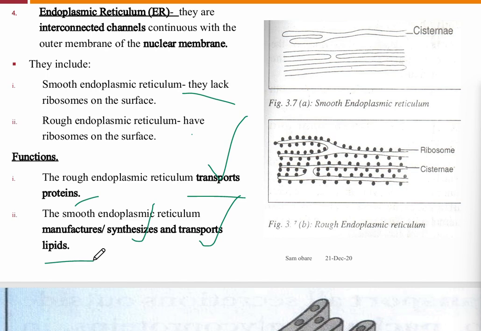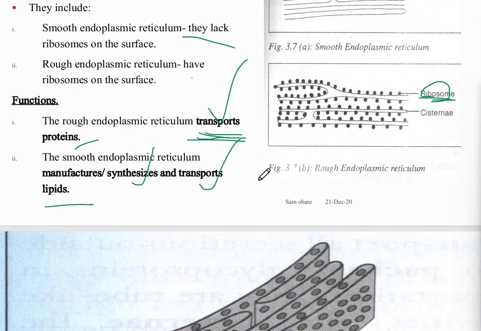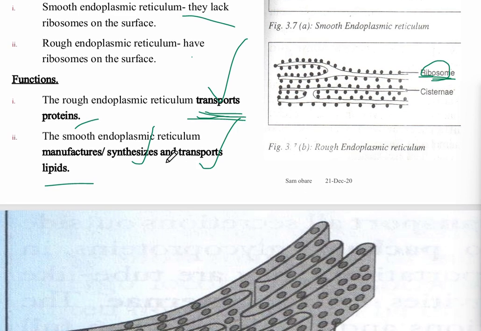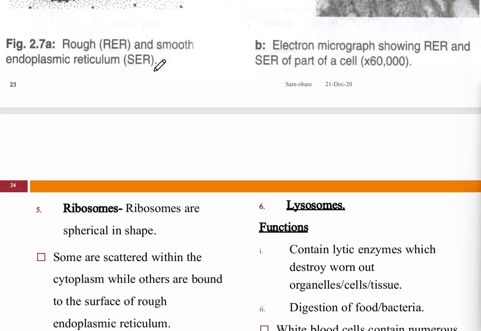One is transporting, since it does not synthesize or manufacture protein. It contains ribosomes that manufacture protein for it. So the ribosome will make the protein for the rough endoplasmic reticulum, then the protein made by the ribosome is transported by the rough endoplasmic reticulum. But the smooth endoplasmic reticulum does two functions. That is, it synthesizes, manufactures, and transports the lipids.